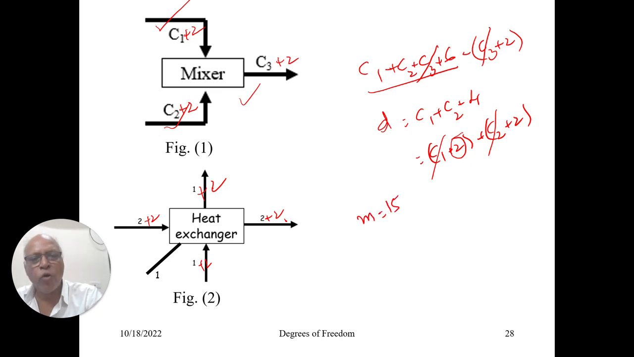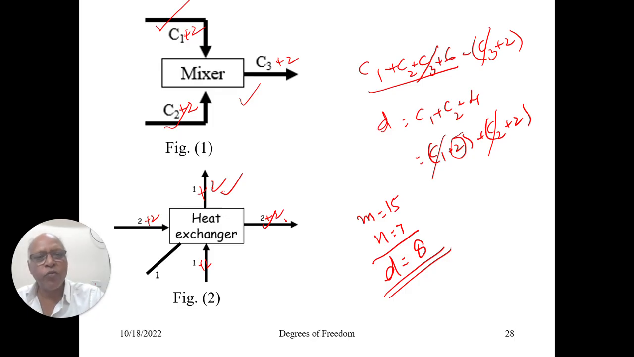And what is N? This should be equal to the degrees of freedom associated with all the output streams. So there are two output streams, this and this. Here it is 3, here it is 4. So N should be equal to 3 plus 4. So D is equal to 15 minus 7, which is 8. What is this 8?